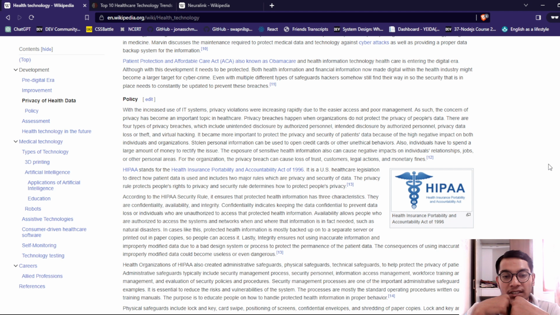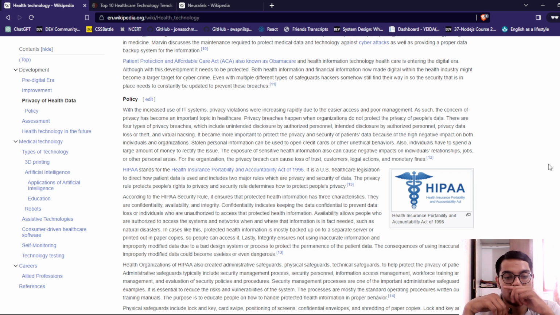Stolen personal information can be used to open credit cards or for other unethical behavior. Also, individuals have spent large amounts of money to rectify the issue. The exposure of sensitive health information can also cause a negative impact on individual relationships, jobs, and other personal areas. For the organization, a privacy breach can cause loss of trust, customer legal action, and monetary fines.